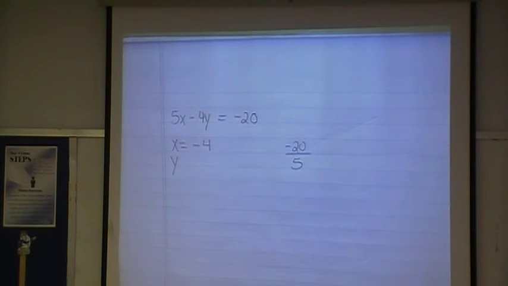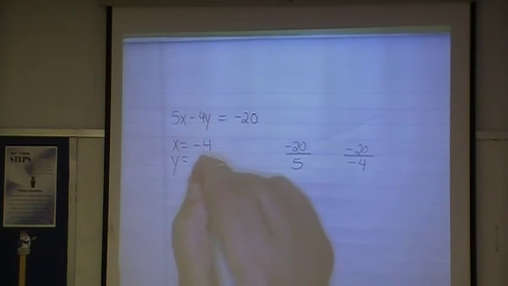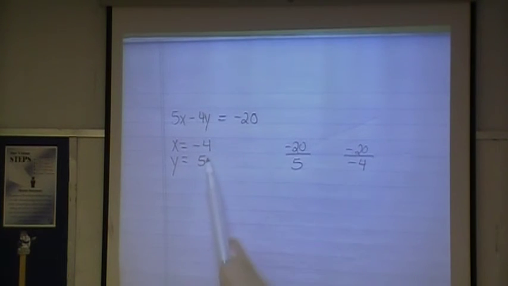My y-intercept, same concept. Take the number in front of y, put it underneath that last number. Don't forget your negative signs. You've got negative 4 going underneath negative 20. Negative 20 reduced by negative 4 is a positive 5. Your x-intercept is negative 4. Your y-intercept is 5. Now, to find the slope, that m equals the slope.